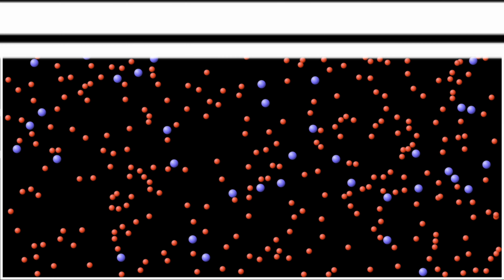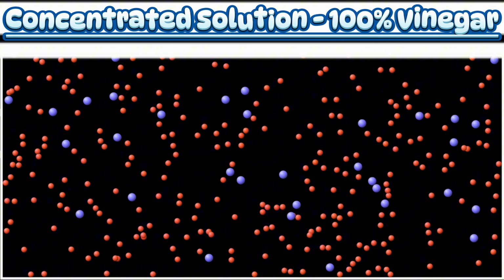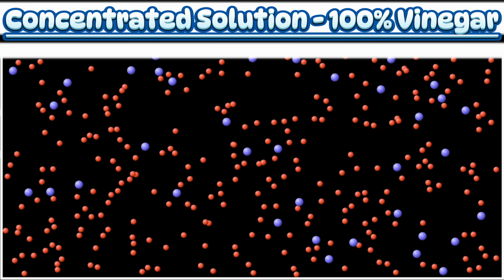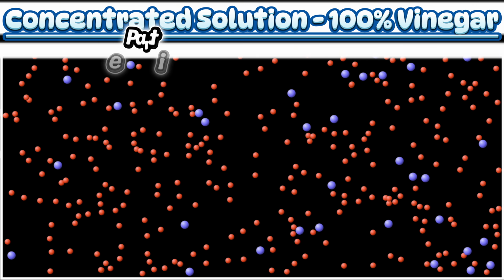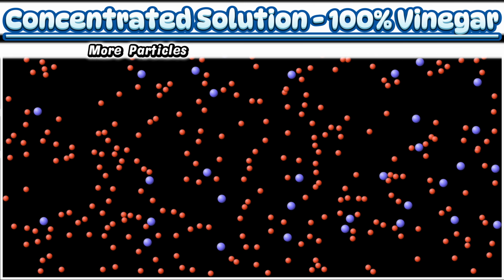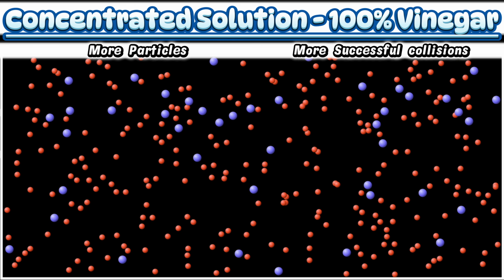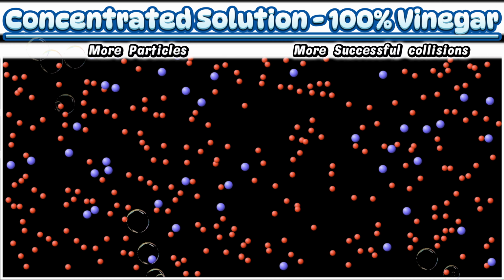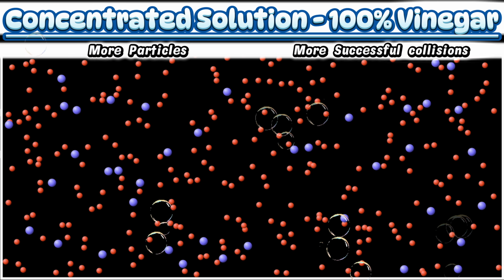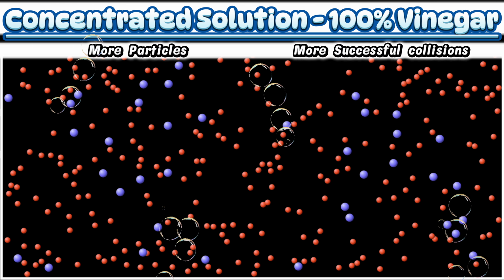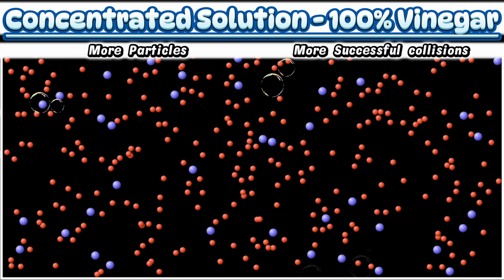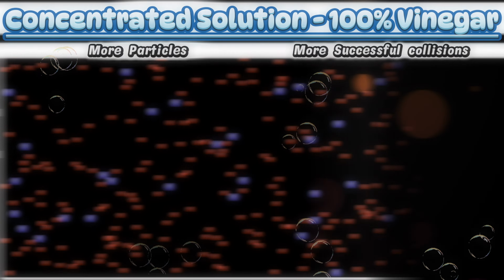In the concentrated vinegar solution, many more acid particles are packed into exactly the same volume. This means particles collide much more frequently. As a result, the number of successful collisions each second increases significantly. Carbon dioxide is produced much faster, causing the balloon to inflate more quickly. This explains why the 100% vinegar solution had the fastest reaction rate.